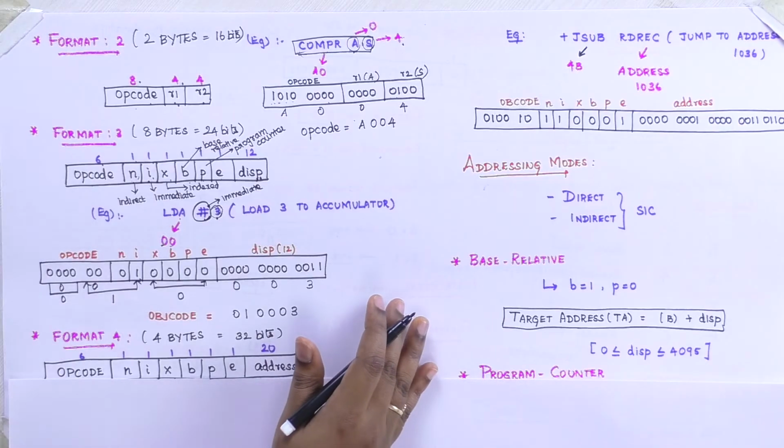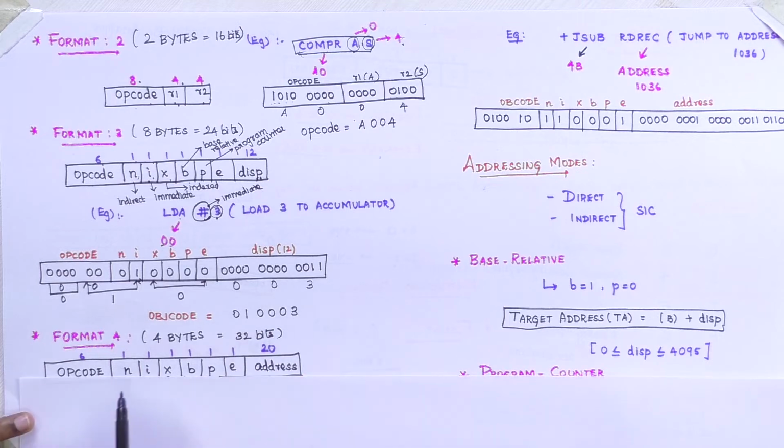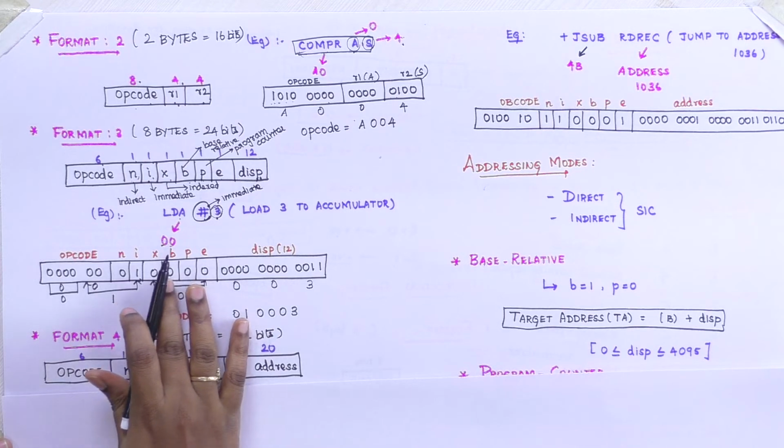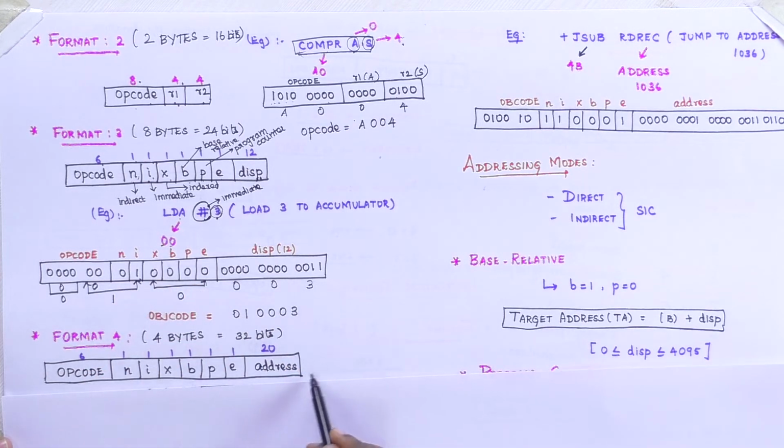Then if it is a format 3 instruction, the value of E is 0, and if it is a format 4 instruction, the value of E should be 1. This is the only difference between format 3 representation and format 4 representation. Now let us see the instruction layout of format 4. So the instruction layout is this one: opcode, NIXBPE, address, same as we have seen in format 3. Format 4 also has the same instruction layout, except the address field is 20 bits.